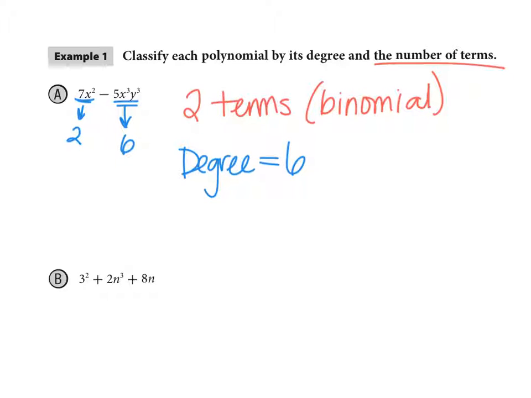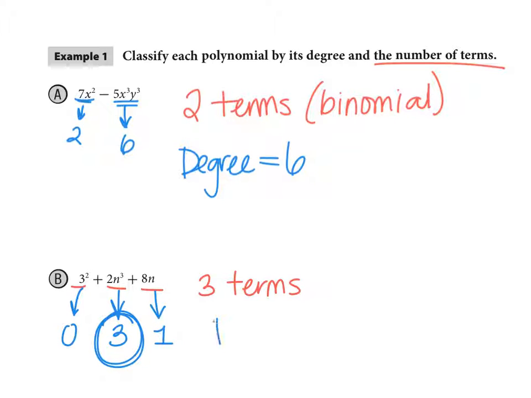Example B down here has 3 terms because I have 3 pieces. And if I go to check the degree, now remember degree has to do with the number of variables. So on the first term, there's no variables. On the second term, there are 3 variables, 3 n's. The last one, there is 1, and the degree comes from the highest number. So the degree on the whole thing is 3.